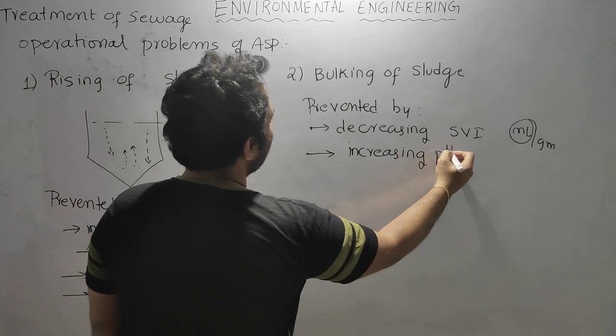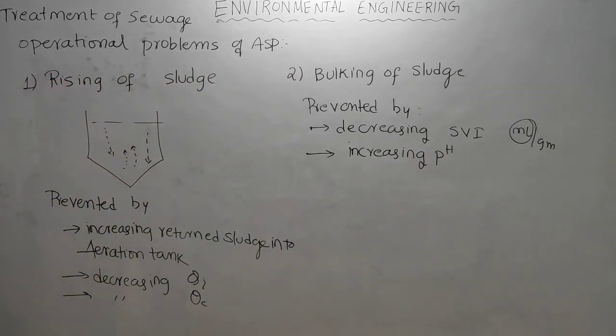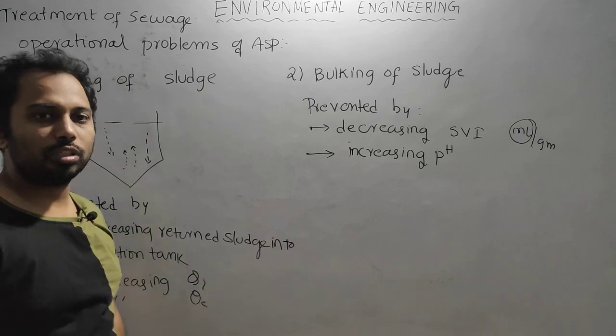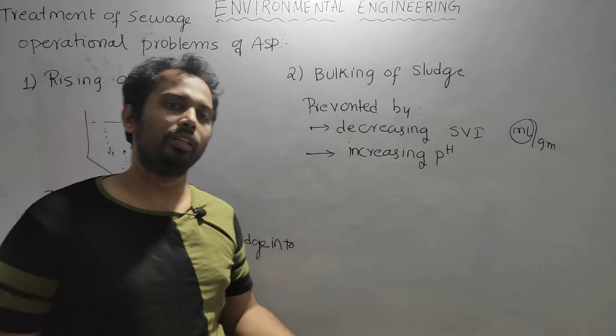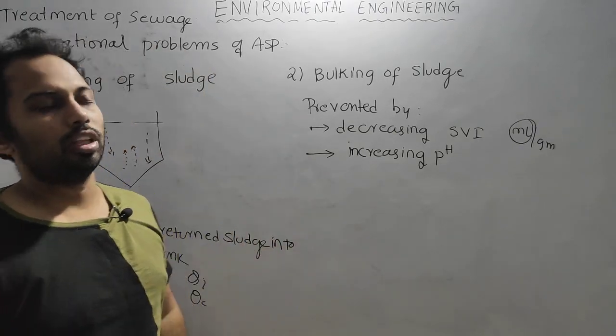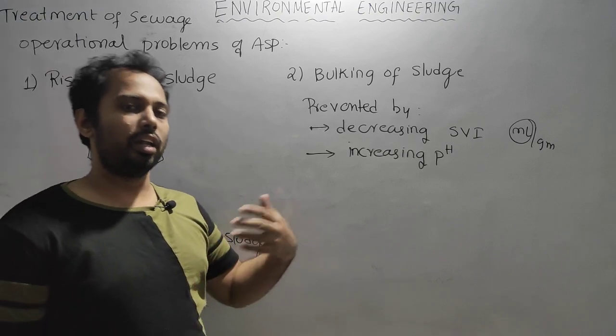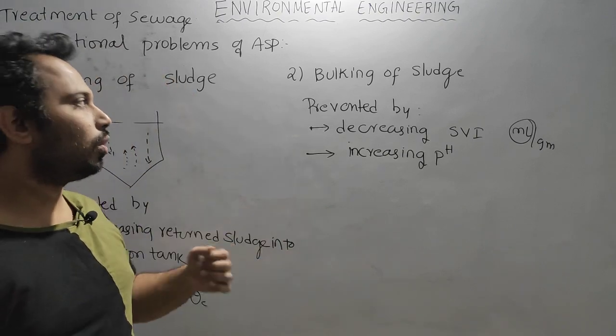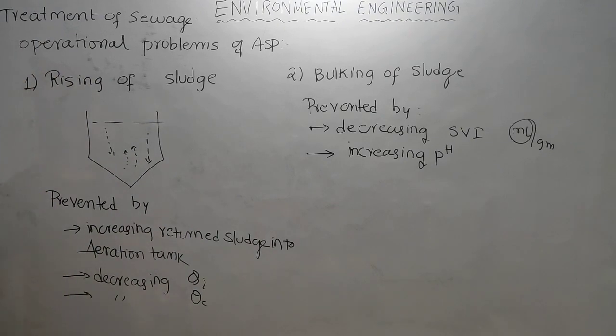So if you increase the pH, the sludge generally develops filamentous organisms, some kind of filamentous organisms which lead to the bulking of sludge. Those filamentous organisms can be controlled by increasing the pH. So by that way, the filamentous organisms can be controlled indirectly. Indirectly we can control the bulking of sludge also by increasing the pH of the sewage.